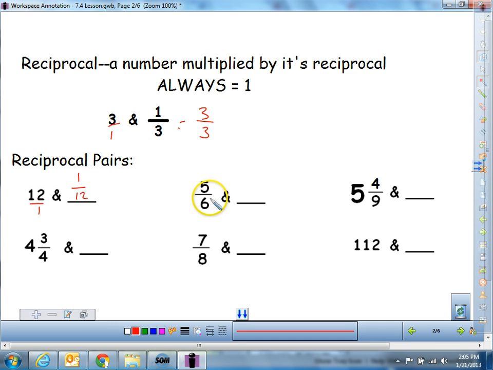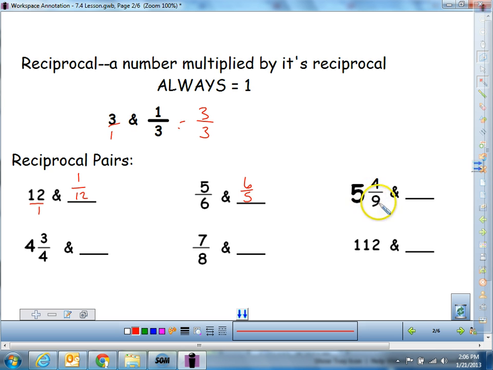That would work. How about 5/6? How am I going to get that to equal 1? I want to go ahead and multiply it times 6/5. I'm just flipping it upside down. I'm inverting it, taking the bottom and making it the top. So I have 30 over 30, which equals 1.